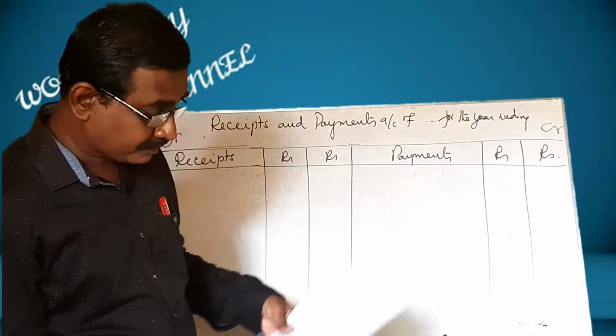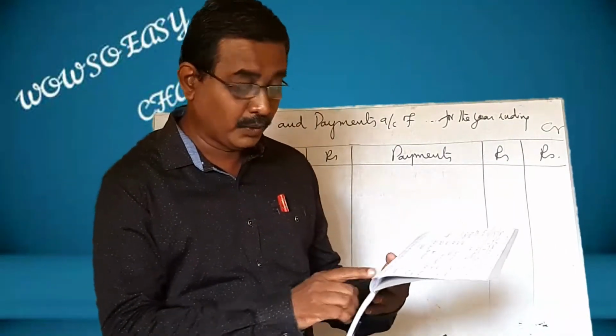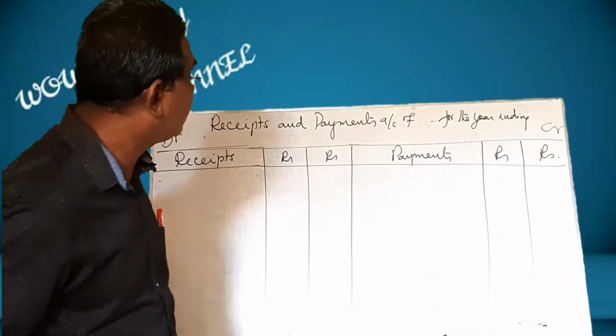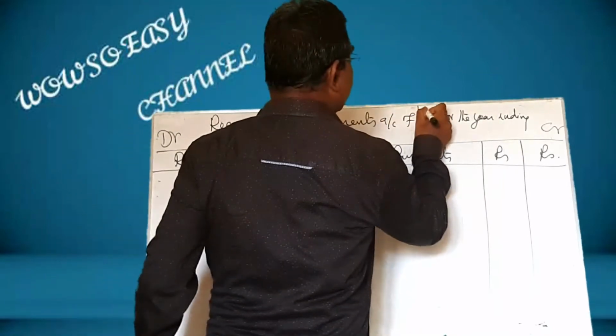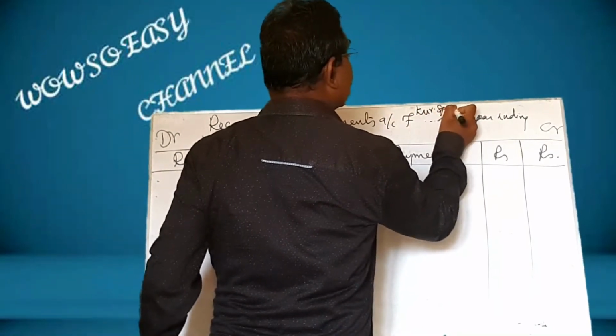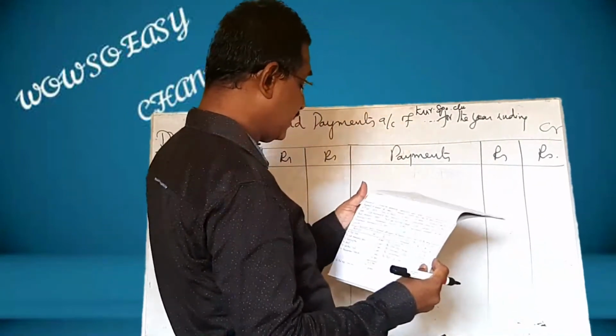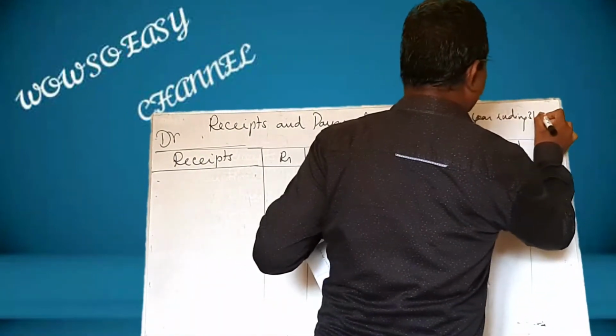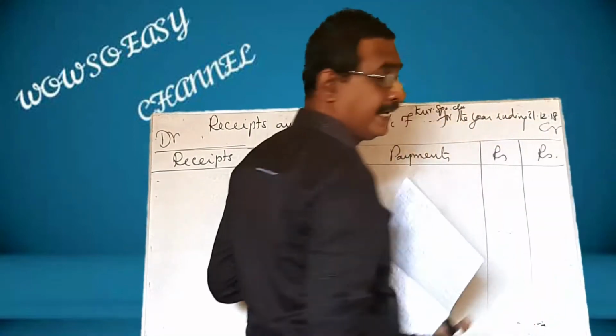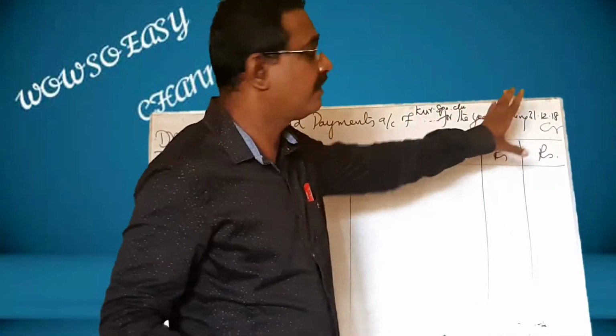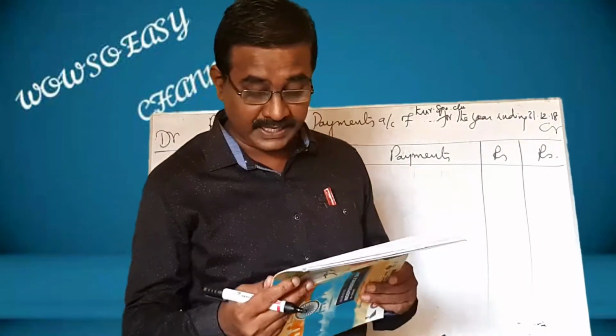And what is the name given? Kurunji Sports Club. In the place, you have to write Kurunji Sports Club for the year ending 31st December 2018. It is given like that and we have written the date. First one, what is given?